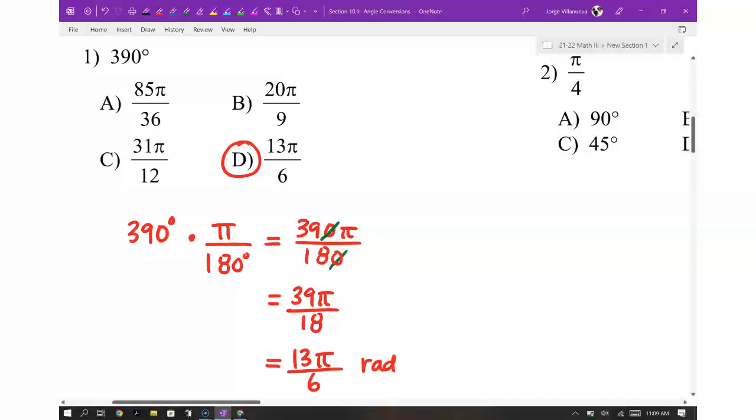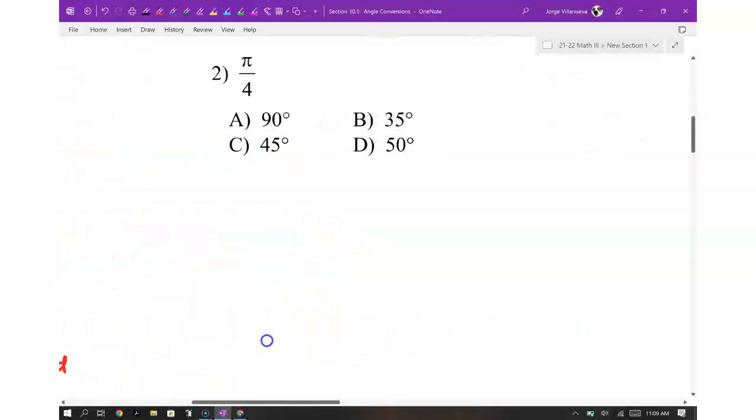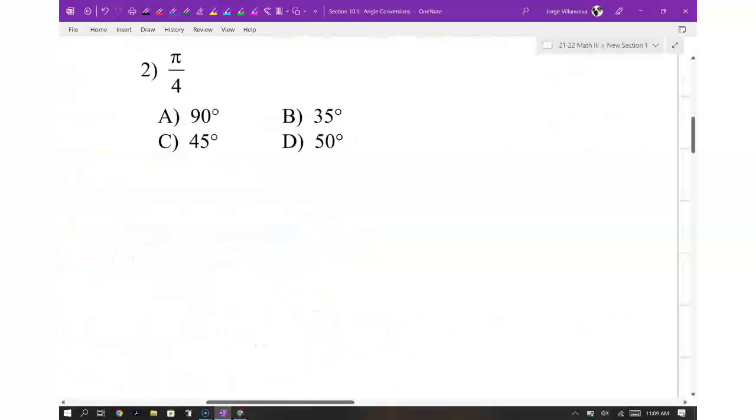Okay, now let's change an angle from radians to degrees. So look at question number 2. Notice this one doesn't have a degree symbol on it. It's just pi over 4. Okay, so I want to change it from a radian to a degree. So I'm going to get my radian measure, pi over 4. Okay, and I am going to multiply it by its conversion.